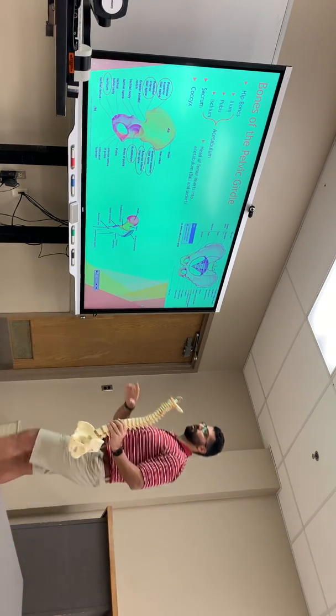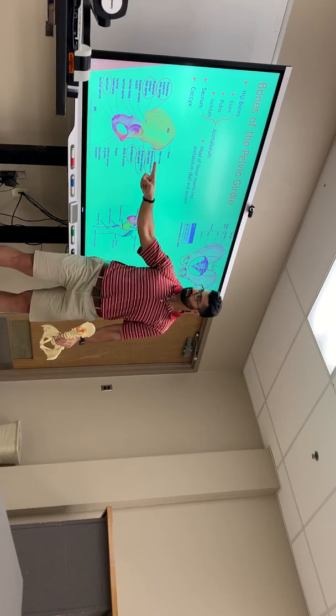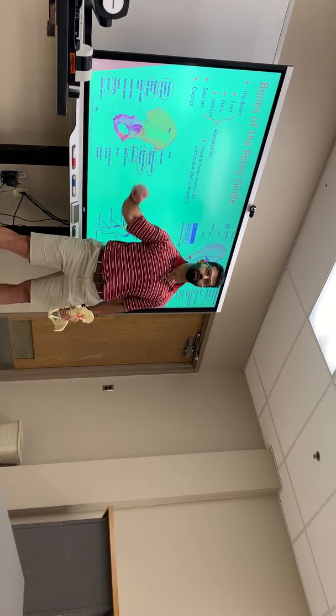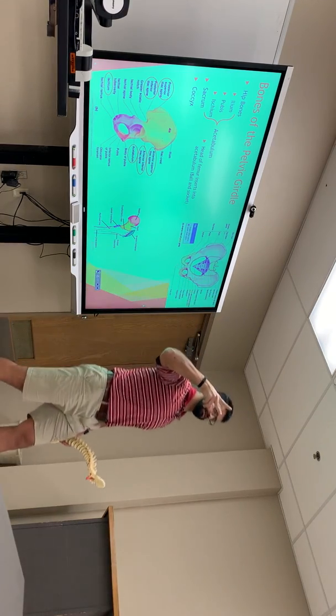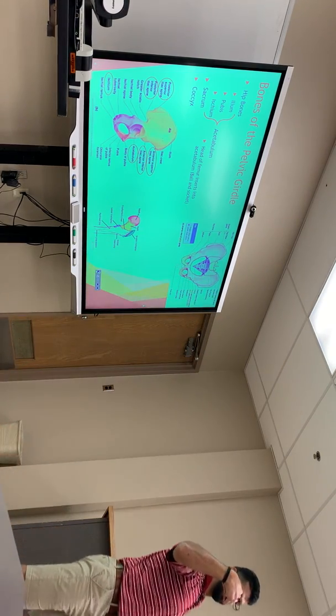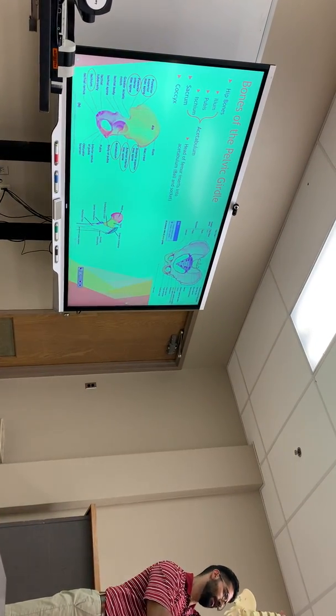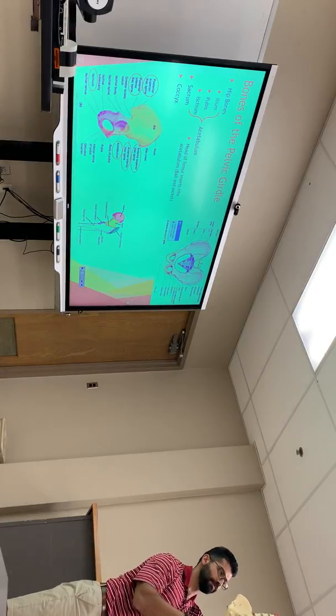Why? Because there are 4 here. Do you see these bumps? 1, 2, 3, 4. So 4 in the front, 4 in the back. You guys can see here? Are you guys with me? Do you see? 2 in the front, and there are 2 on the back.